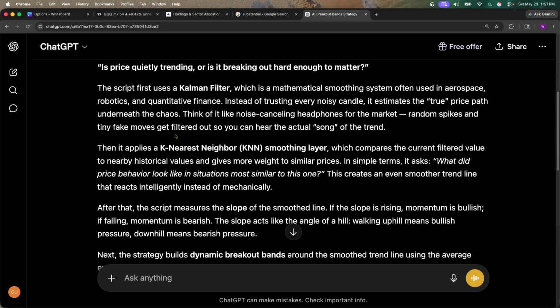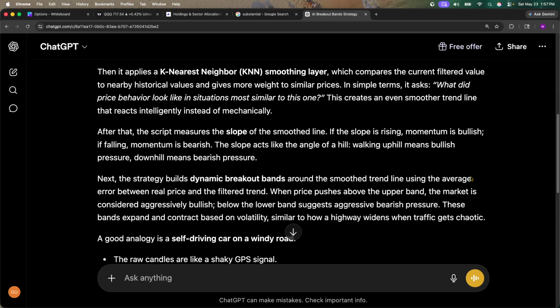That's what's up. Then it applies the K nearest neighbor, KNN, smoothing layer, which compares the current filtered value to the nearby neighbor values to give more weight to similar prices. In simpler terms, it asks, where did the price behavior look like in the situation most similar to this one? It creates an even smoother trend line that reacts intelligently instead of mechanically.